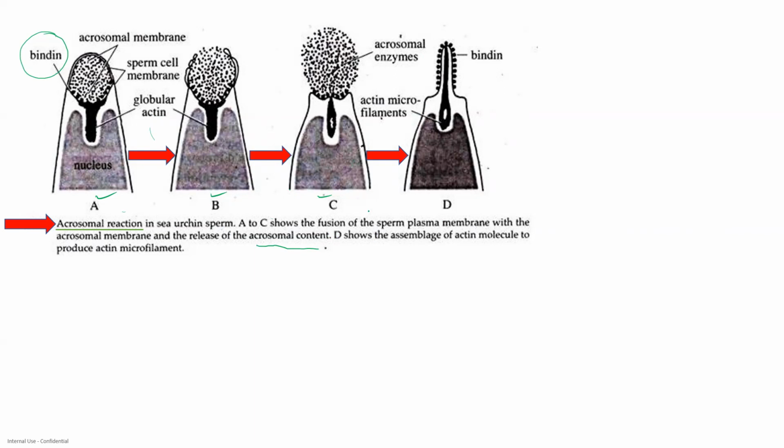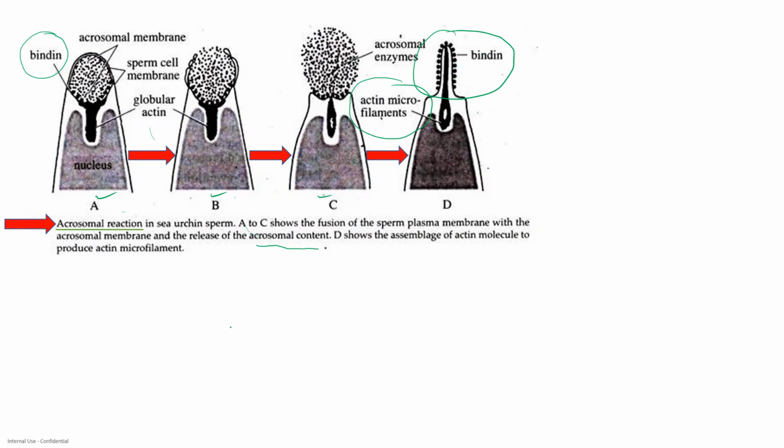Now see. Now, the actin molecule will assemble to produce actin filament. Okay, the actin part, this actin molecule will assemble to produce actin filament. And this, as I told you, an acrosomal process will form, along which bindin gets expressed. All along its surface, bindin will get expressed. Clear?